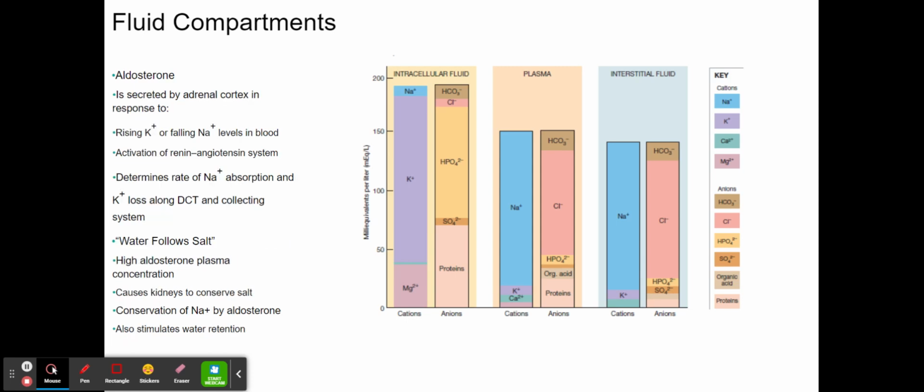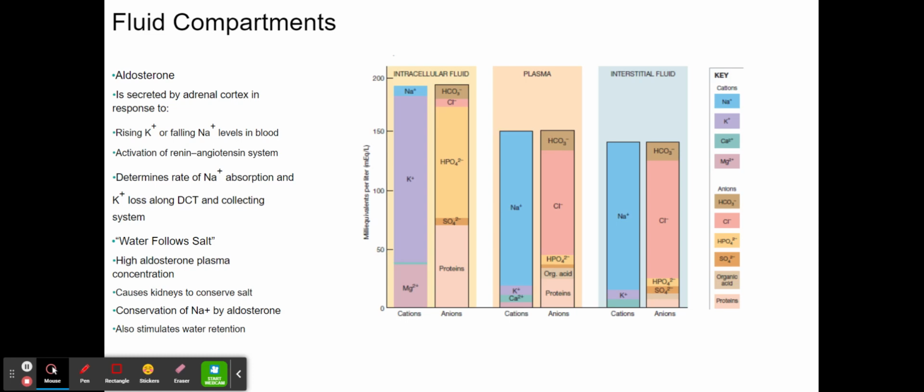The secretion of aldosterone by the adrenal cortex plays a major role in determining the rate of sodium absorption and potassium loss along the distal convoluted tubule in the collecting system of the kidneys. The higher the plasma concentration of aldosterone, the more effectively the kidneys conserve sodium. Because water follows salt, the conservation of sodium also increases water retention. As sodium is absorbed, chloride ions also follow, and water follows by osmosis as sodium and chloride ions move out of the tubular fluid. Aldosterone also increases the sensitivity of salt receptors on the tongue. This effect may increase your consumption of salty foods.